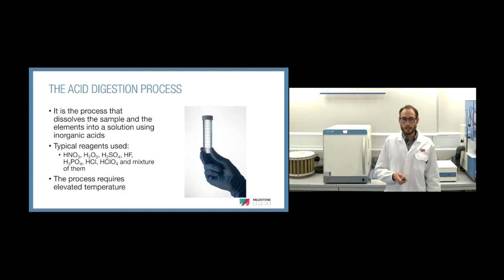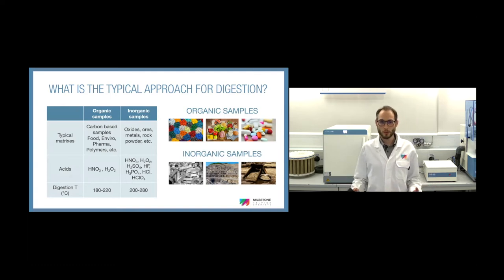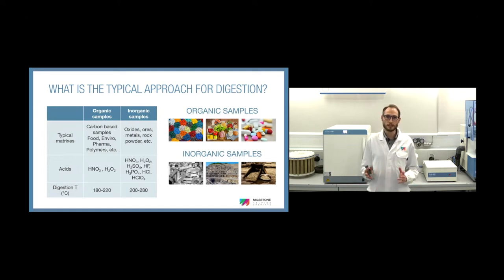Having said that, what is the typical approach of a digestion? There are many different samples, as we have seen, such as those of the lithium-ion batteries. And the samples can be organic or inorganic. Organic samples are carbon-based samples like food or pharmaceutical or any petrochemical product. And the digestion of this kind of sample is quite easy because you just mix the sample with nitric acid, in some cases also with peroxide, and you heat up the solution to a temperature between 180 degrees and 220 degrees.